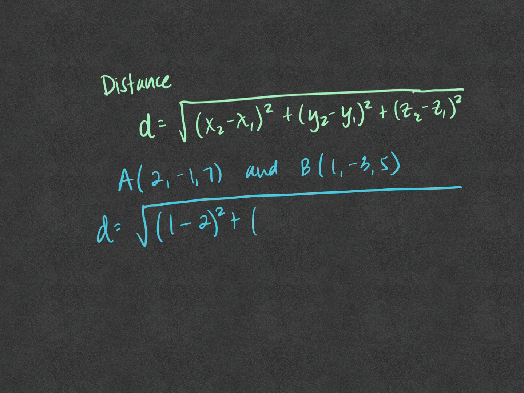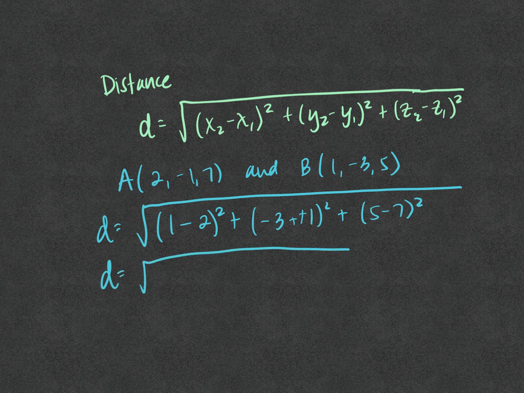All right, and then hopefully you paused it and you have an answer. -3 minus -1 squared plus 5 minus 7 squared. So D equals 1 minus 2 is -1, squared is 1. Plus -3 plus 1 is -2, squared is 4. And 5 minus 7 is -2, squared is 4. So we get the square root of 9, which is 3.